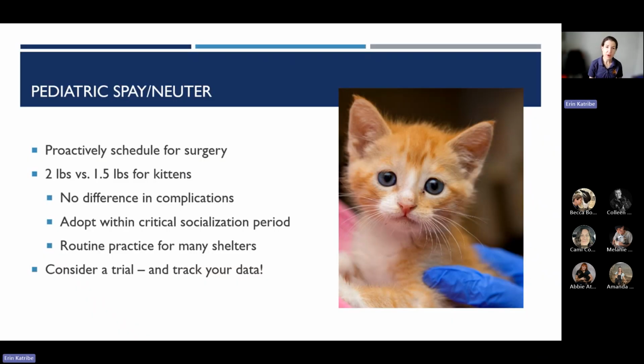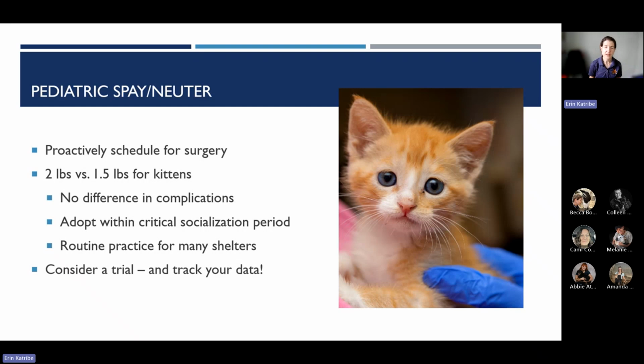So what does that mean? We proactively schedule them for surgery. I will throw out just that 2 pounds is, I think, widely accepted across shelters, dropping it down to 1.5 pounds, becoming more and more widely accepted for both kittens and puppies, actually. And there's been no difference shown in complications when we do them at 2 pounds versus 1.5 pounds or 3 pounds versus 1.5 pounds.